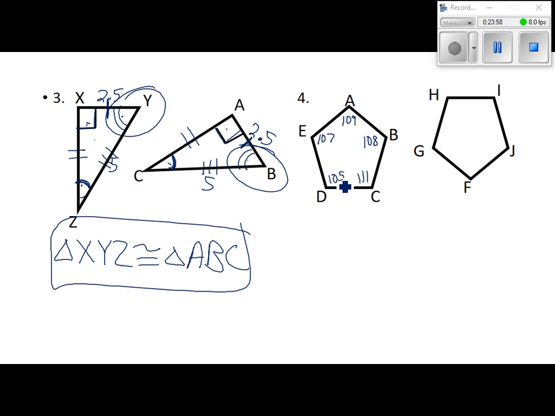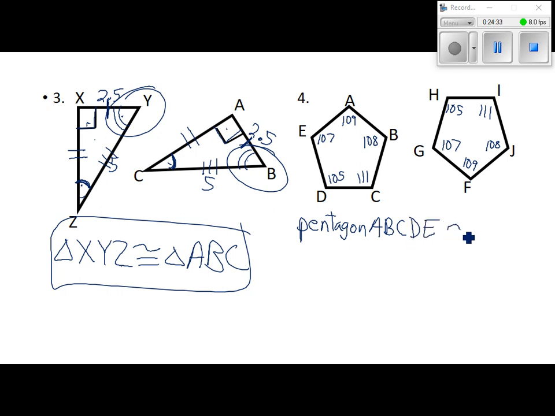And the other one, this is 105, that's 111, this is 108, this is 109, and this is 107. And we just got to make sure we match them up. The first pentagon here, doesn't matter how you name it. So we'll say pentagon, and then just give the letters. There is no symbol for a pentagon, so we just have to write out the word pentagon, and we'll call it A, B, C, D, E.